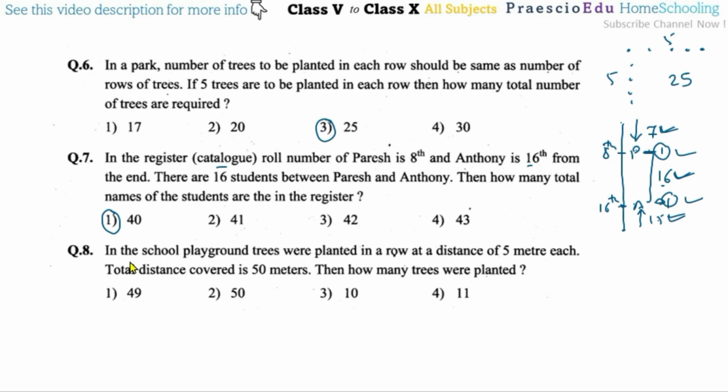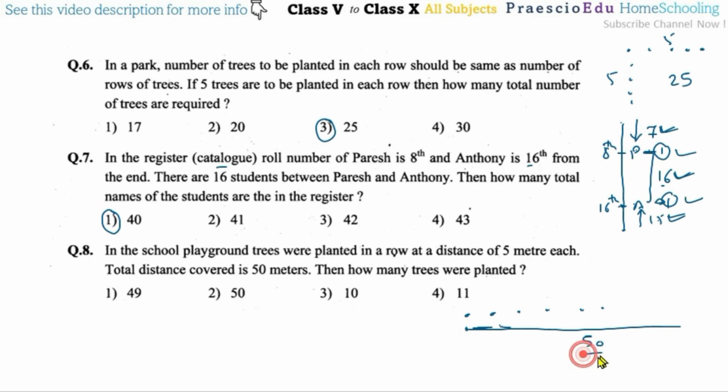Then question number 8: in the school playground, trees were planted in a row at a distance of 5 meters each. Total distance covered is 50 meters. Then how many trees were planted? In a row, suppose there are trees 1, 2, 3, 4, 5, 6 like this. This distance is covered, up to 50 meters. Of course, the starting one is counted.